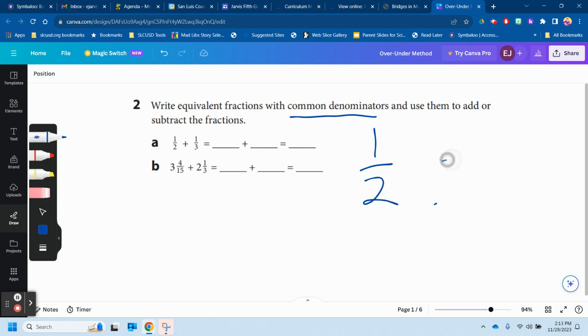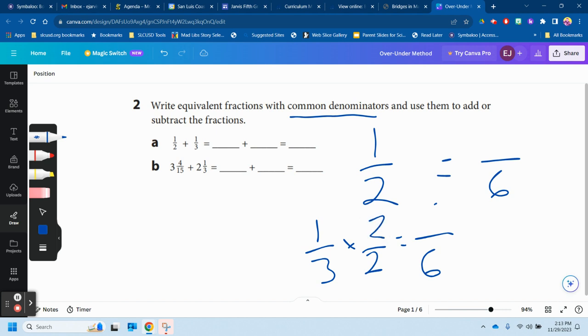So we need to write 1/2 as something over 6, and we need to write 1/3 as something over 6. I think most of you did this in your head. What I multiply the 3 by to get 6, I multiplied it by 2. So if I multiply the denominator by 2, I also multiply the numerator by 2. 2/2 is equivalent to 1, so I'm not changing the value if I multiply something by 1. 1 times 2 is 2.